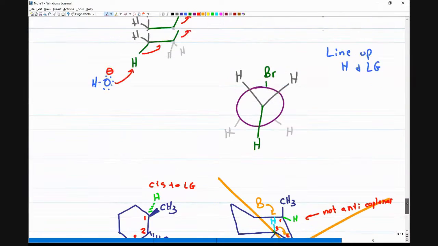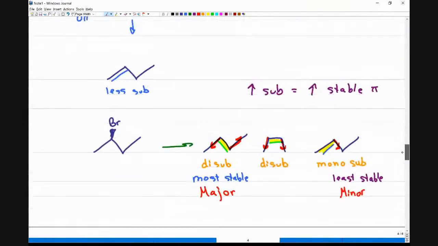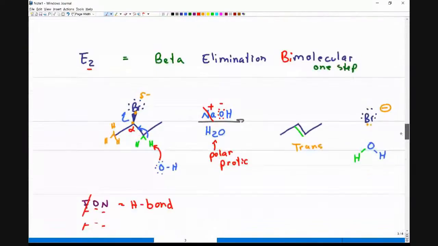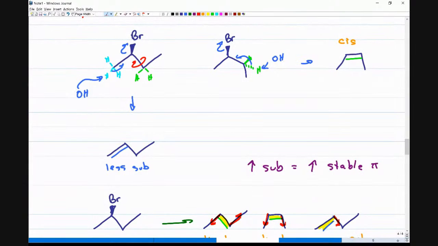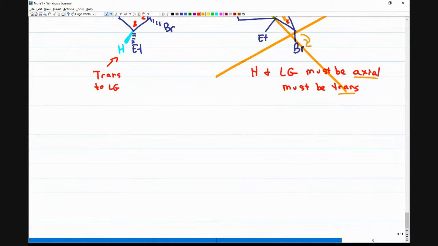All right, so let's go back to, I just want to see if I gave you that yet. No. So let's take a look at it right now. So let's take a few tips for the E2 reaction as follows.